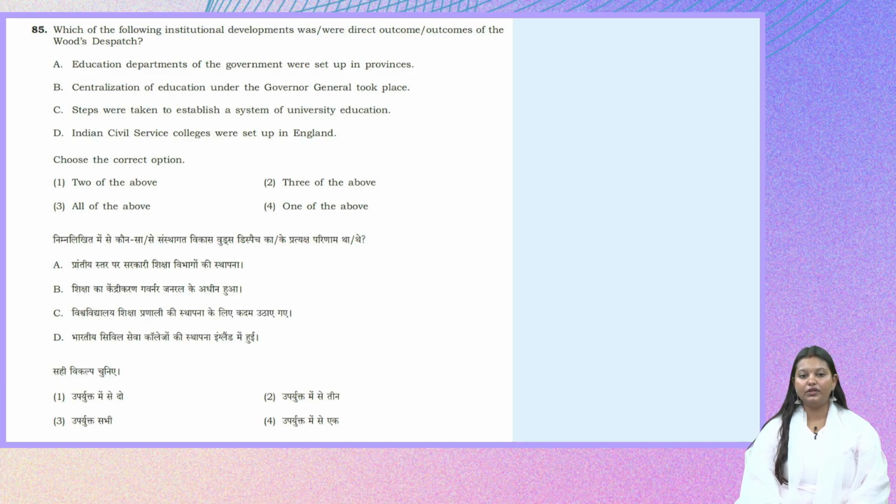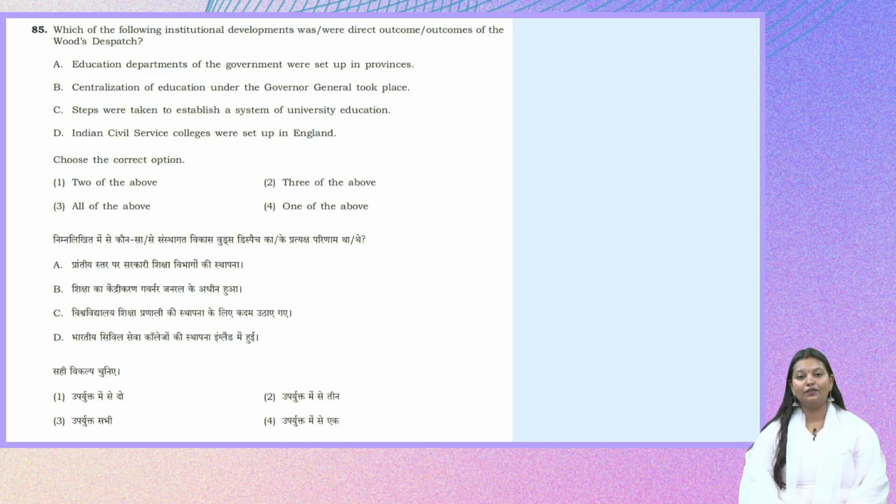Education departments of the government were set up in provinces. Centralization of education under the Governor General took place. Steps were taken to establish a system of university education. Indian civil service colleges were set up in England. Now, if you read all these 4 statements, there are various committees and commissions who have spoken about it. Wood's Dispatch has mainly not spoken about all of these. Some of it, yes. Now, we need to see which are the statements which the Wood's Dispatch has spoken about.